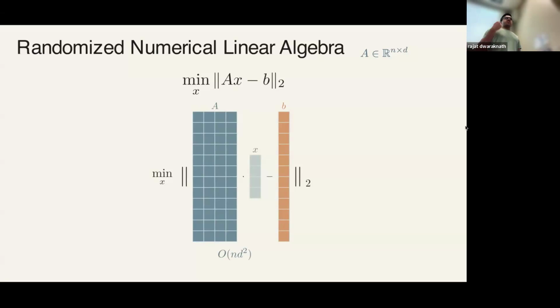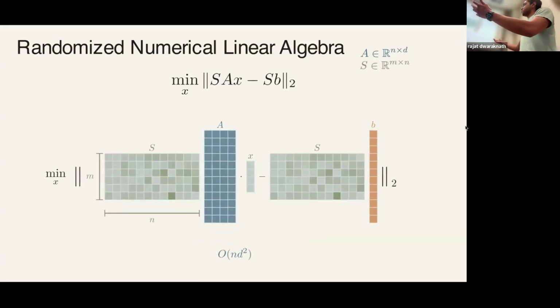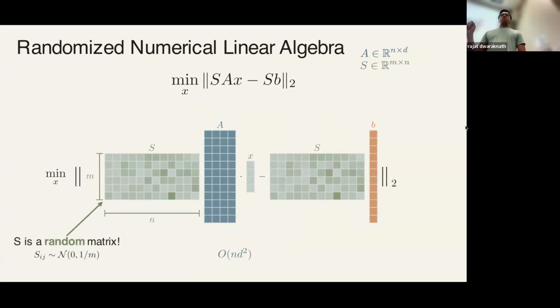What randomized numerical linear algebra tries to do is, can we reduce how much work we have to do to solve this least squares problem? And it does this using a very simple idea: what if I just multiply by a fat matrix S, where S has m rows and n columns, to try to reduce the problem size. And the key point here is S is a random matrix. Every entry in S is an IID random Gaussian variable, and you normalize it so that the norms stay the same.